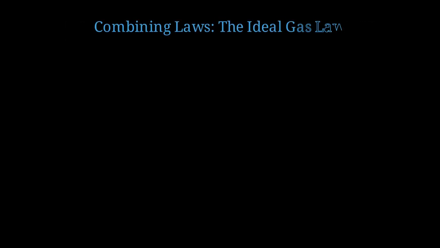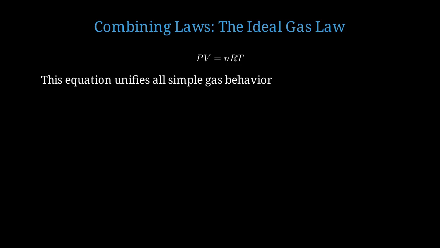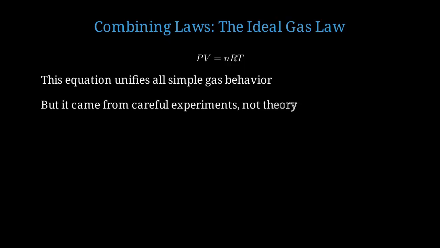Eventually, scientists combined Boyle's law, Charles's law, and other relationships into one master equation, the ideal gas law. PV equals nRT. Pressure times volume equals the number of moles times the gas constant times temperature. This single equation unifies all the simple gas behavior we've discussed. It's one of the most useful equations in chemistry and physics. But remember, this equation came from careful experiments, not from theory. Boyle didn't derive his law mathematically. He discovered it by making measurements and looking for patterns.